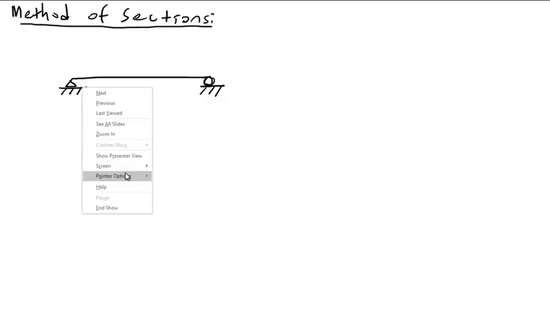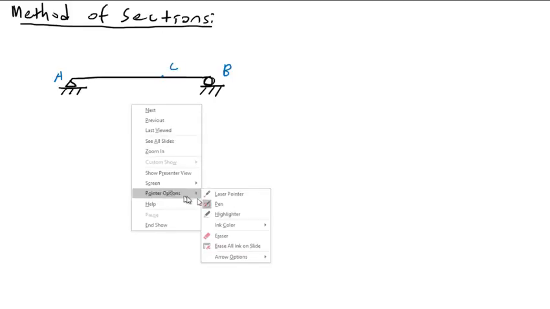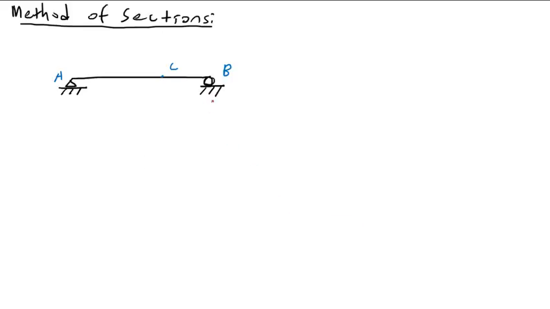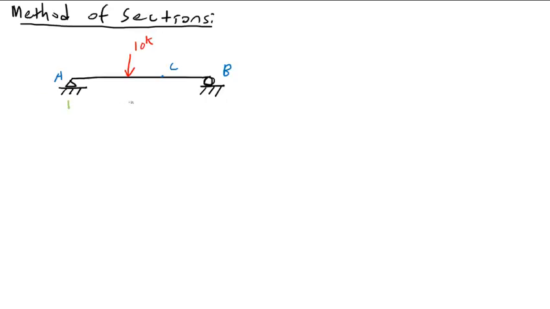Okay, so consider this beam as shown. Say I have points A, C and B. This member goes from A to B, and I'm interested in the moment and shear at point C. And let me show some forces on here. I'm going to have a 10 kip point load at some point here. I'm given this, and I'm also given the dimensions. I'm given that the dimensions are like this.